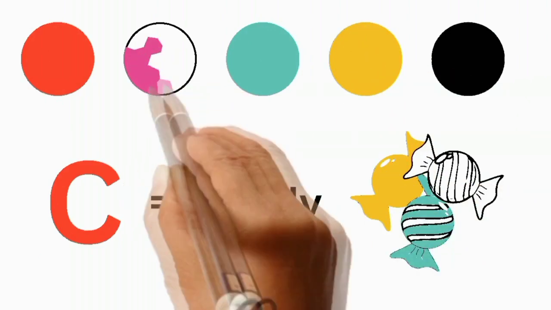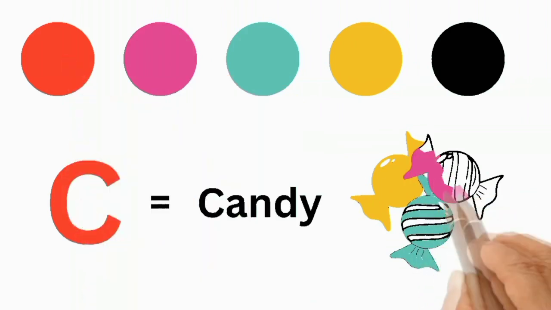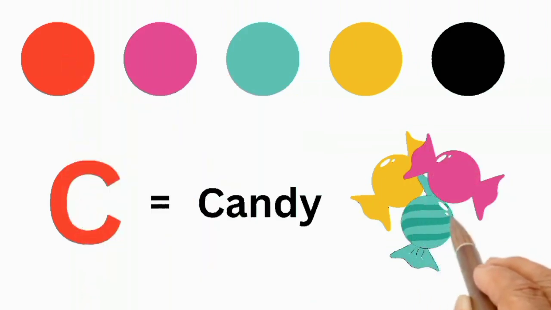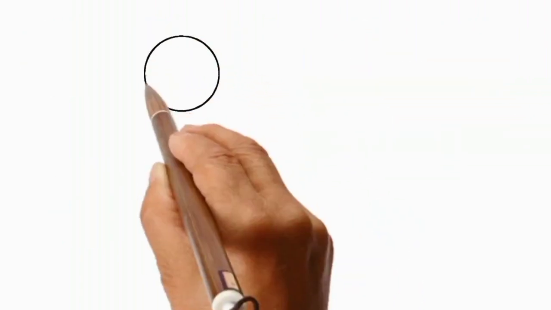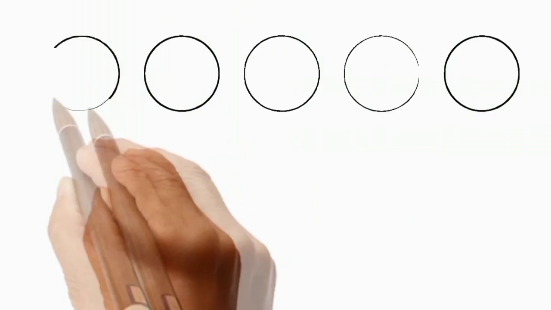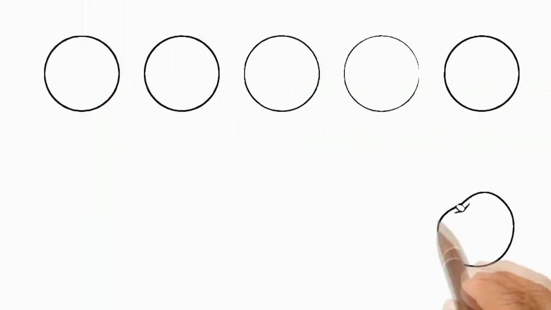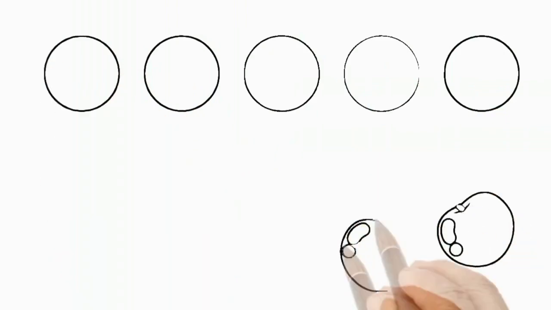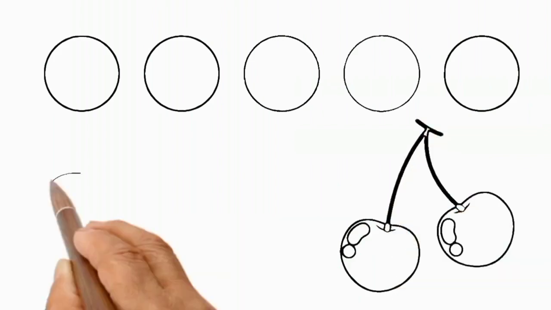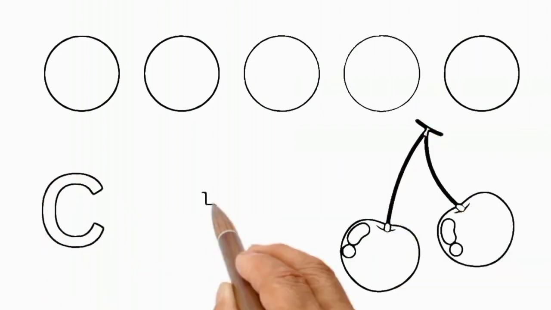Now I know my ABCs. Next time, won't you sing with me? A B C D E F G H I J K L M N O P Q R S T U V W X Y and Z.